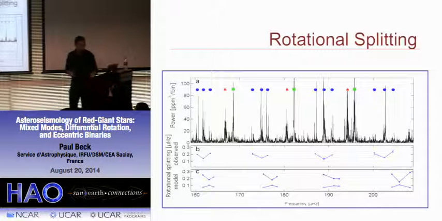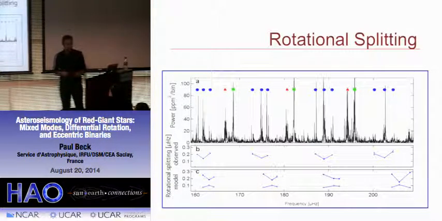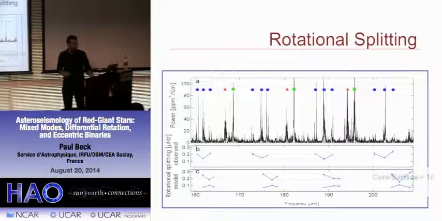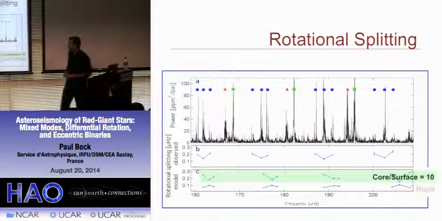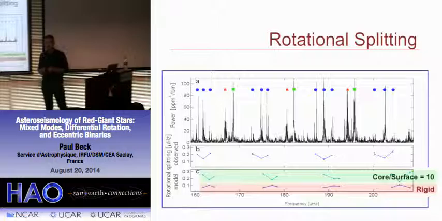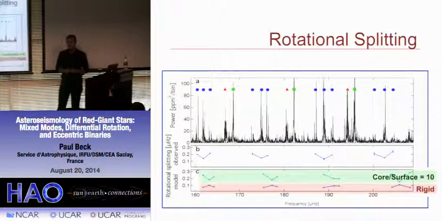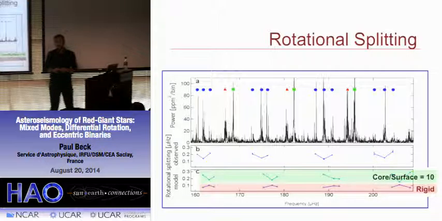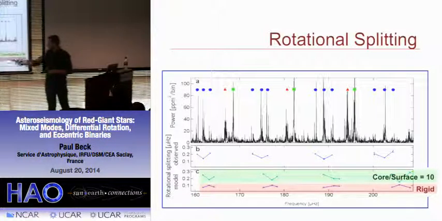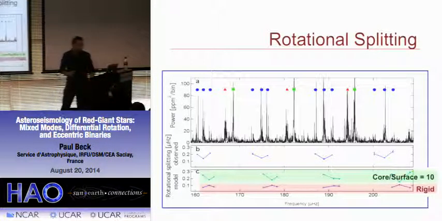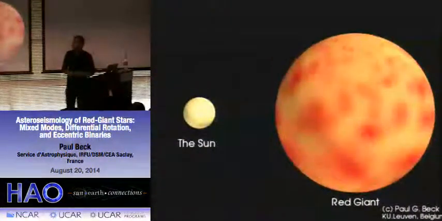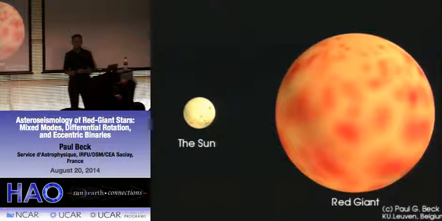And we put the whole thing, again, compared with the model, and found that the best model, where we assumed a rigid rotating core and a rigid rotating envelope, is found when the core is rotating 10 times faster than the surface. And if we were to assume rigid rotation, we would get the complete opposite. So we can exclude rigid rotation inside stars.